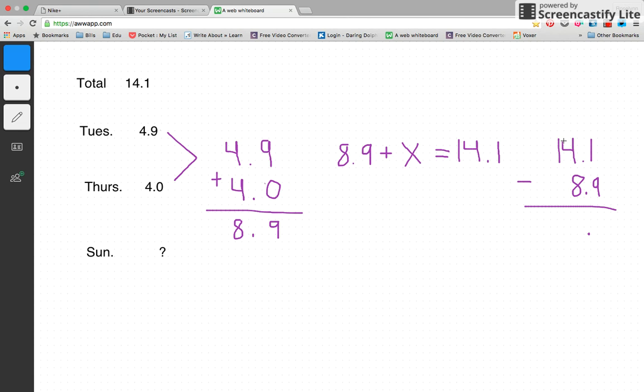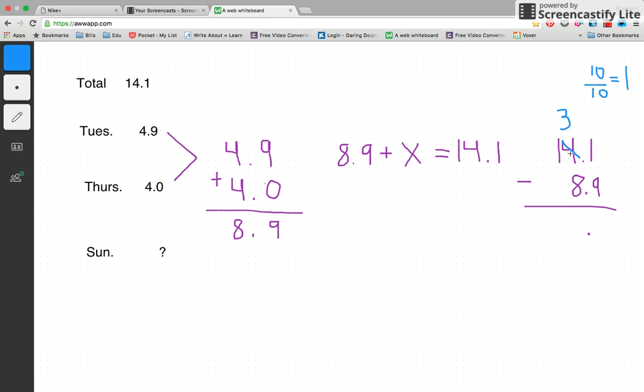Going to my ones place, I've got 4 ones. I need to regroup one of those ones into tenths. So instead of 4 ones, it's going to be 3 ones. And I need to figure out how many tenths one whole is. Well, I know that 10 tenths is the same thing as 1 whole. So 10 tenths is the same as 1 whole.